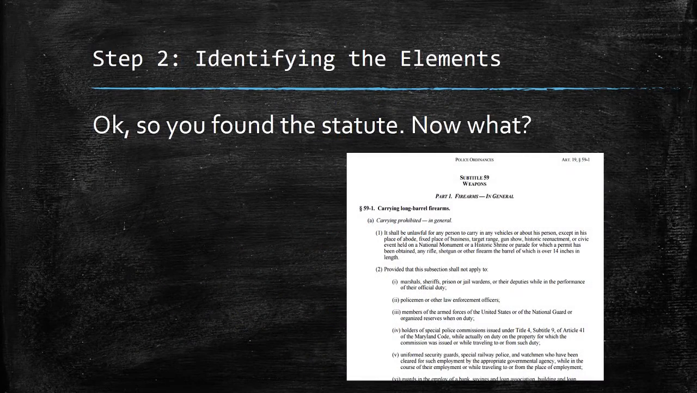Alright, so you found the statute, now what? As we discussed last time, you go to the CJIS manual, you find whatever crime you're looking for, and it will point you back to the source if you want to know more. So let's say the source is a statute in the Criminal Article. You go to either Westlaw, Lexis, or the Maryland General Assembly website, you find the statute, now what?